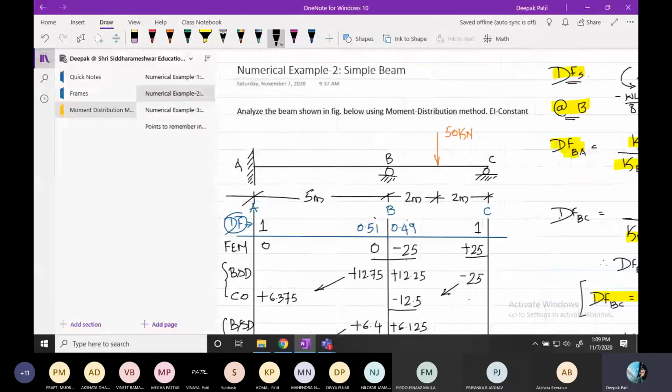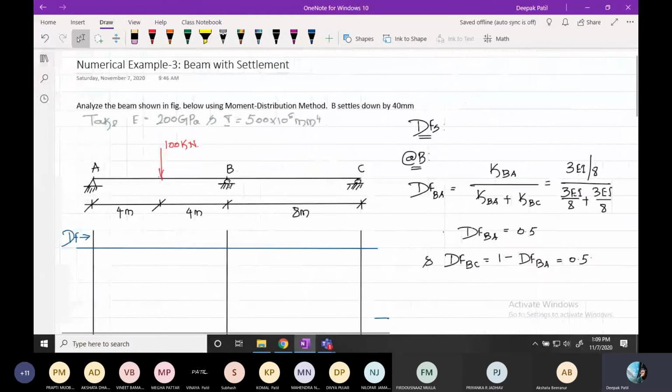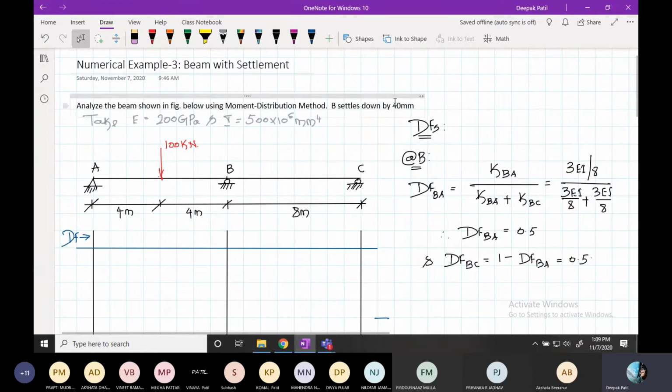So after this, we'll take up one more numerical example. Now here you have to analyze this beam, which is shown in the figure below, using the moment distribution method. But the thing is, support B settles down by 40 millimeters. That is how to take care of settlement in the moment distribution method. So if support B settles down by 40 millimeters, how we have to account for that using the moment distribution method, that we are going to see in this numerical example.